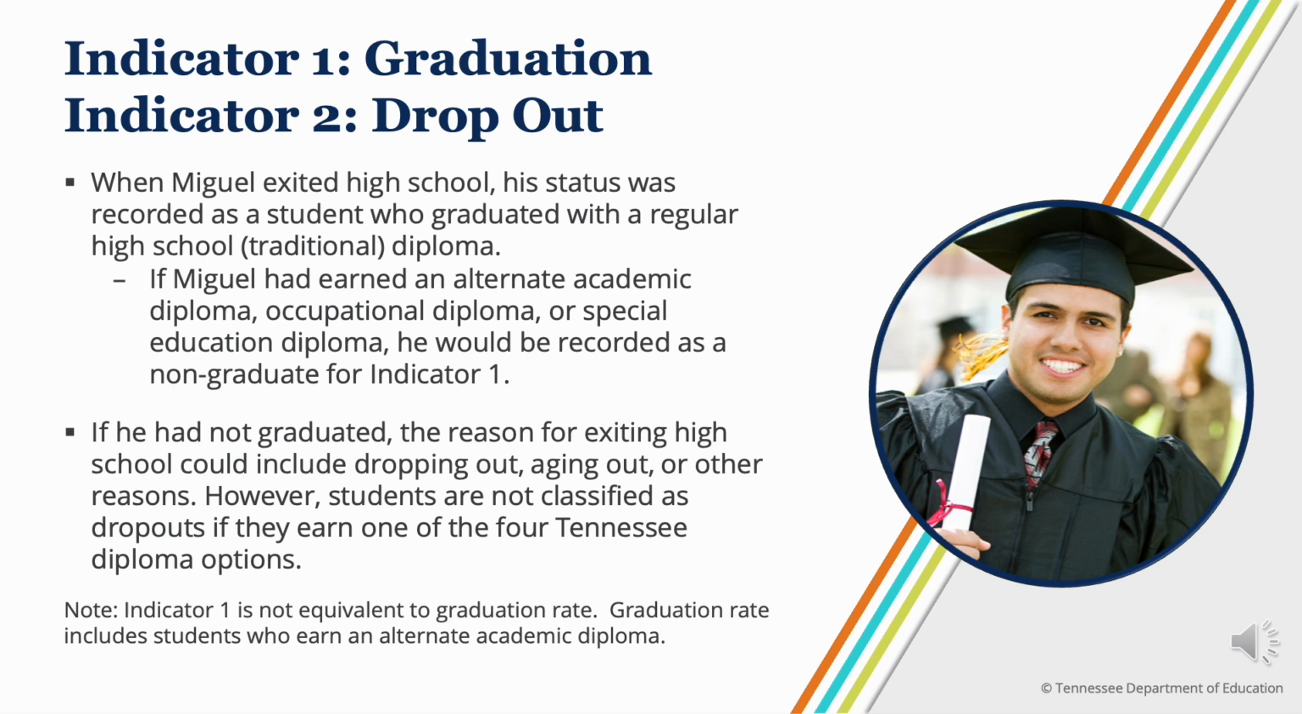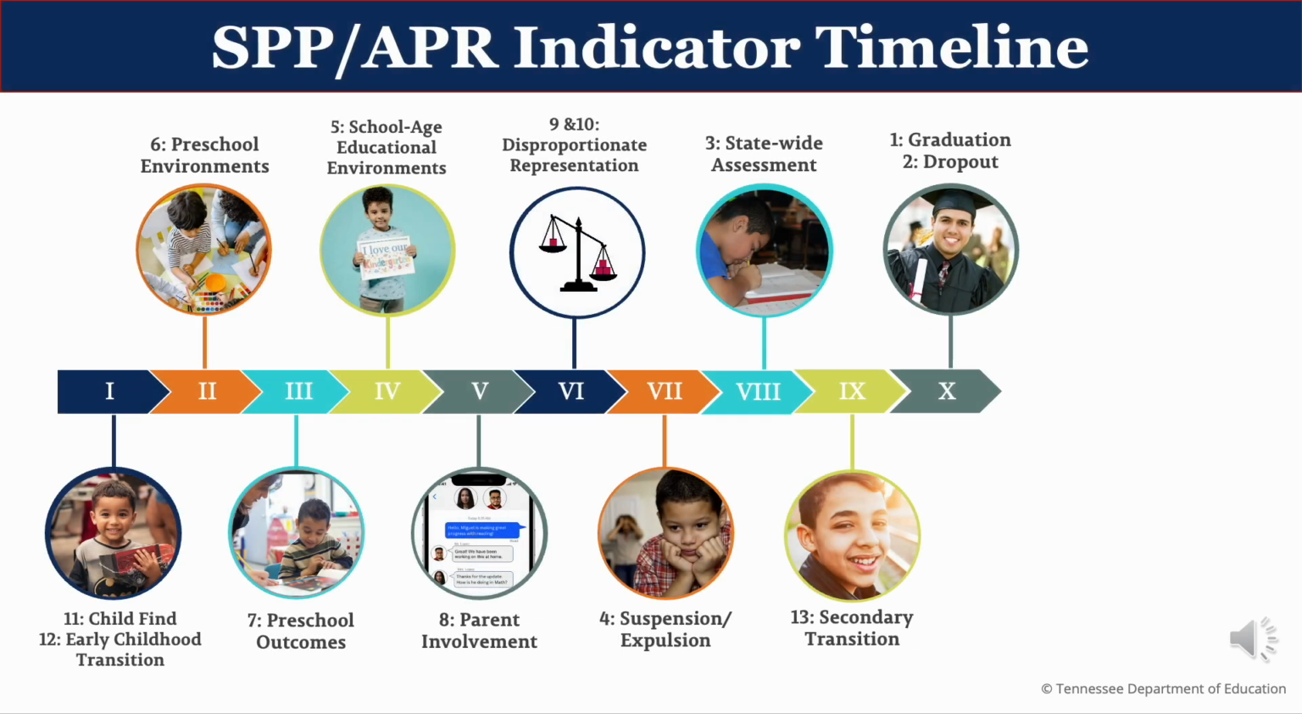When Miguel exited high school, he was recorded as a student who graduated with a traditional high school diploma. This outcome is a positive reflection of the efforts made by his IEP team and the support he received throughout his educational journey. As we continue to track Miguel's educational journey, you can see those two additional flags appear, highlighting key moments related to Indicator 1, graduation, and Indicator 2, dropout. These flags mark important milestones in evaluating his progress toward completing high school and the risk of disengagement along the way.